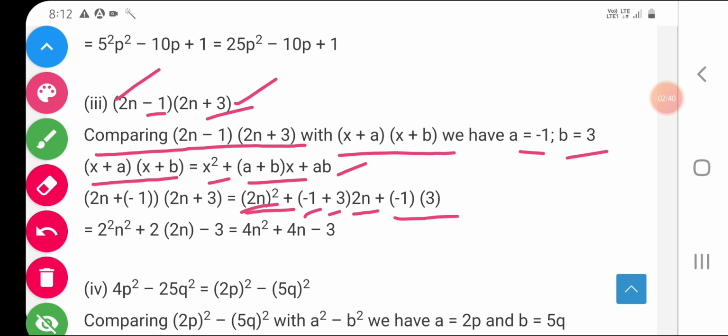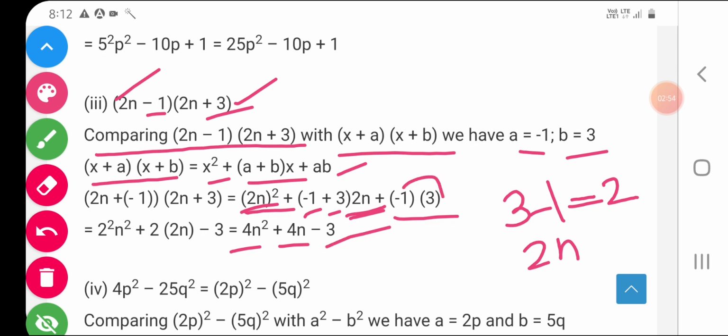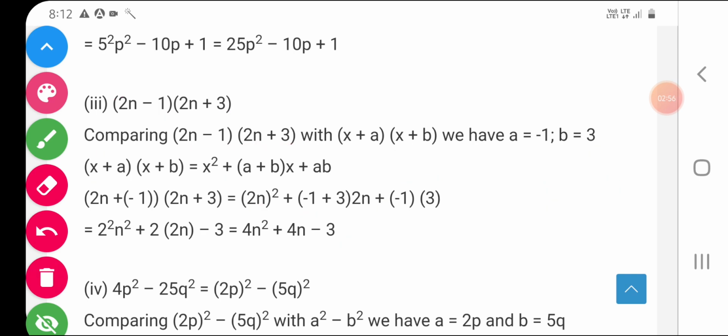Now (2n) the whole square is 4n square. Here 3 minus 1 will be 2. We have already here 2n. So 2 into 2n will be 4n, minus 1 3s are 3. This is our final answer.